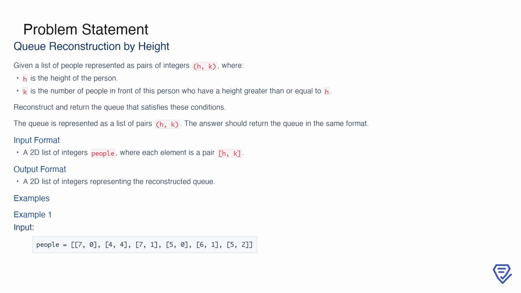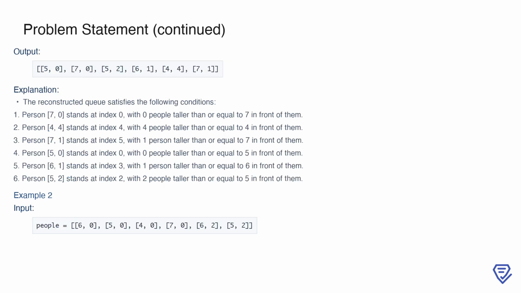Let's examine an example to better understand this setup. For the input people equals [7,0], [4,4], [7,1], [5,0], [6,1], [5,2], the reconstructed queue is [5,0], [7,0], [5,2], [6,1], [4,4], [7,1]. Each person in the output queue satisfies the given conditions.